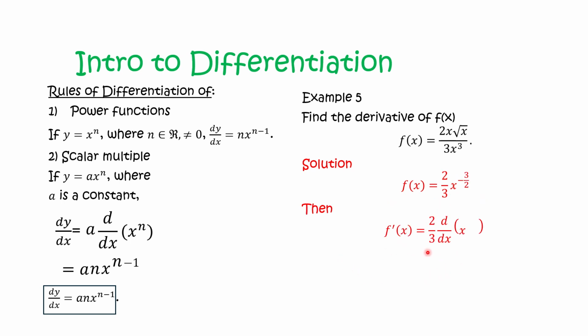So f prime of x will be given by 2/3 d/dx, and we differentiate the x term. So now we have that constant 2/3 times the power, which is negative 3/2, times x to the power minus 3/2 minus 1. Simplifying that further, we are going to get minus x to the power minus 5/2, simplifying it to that final answer.